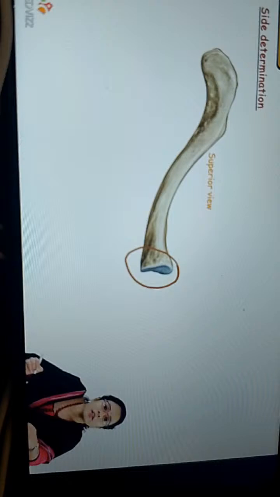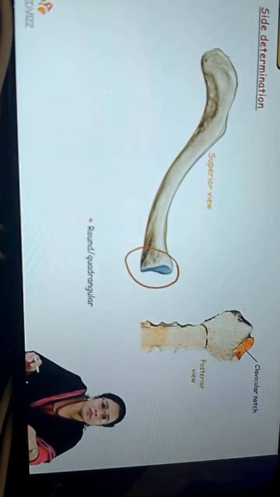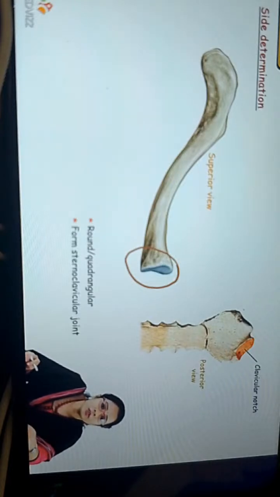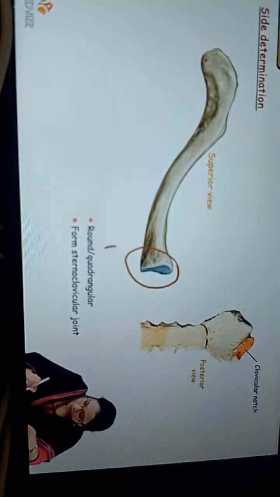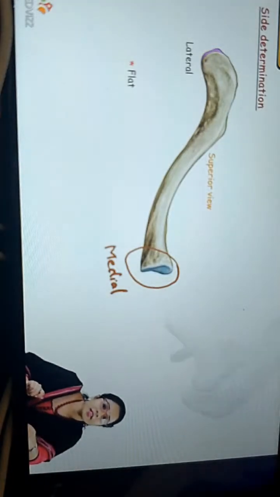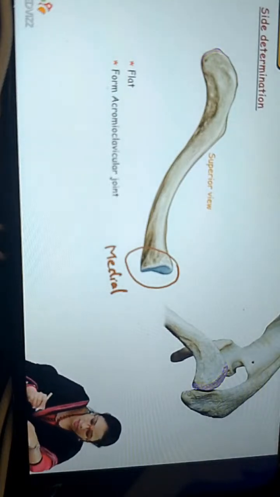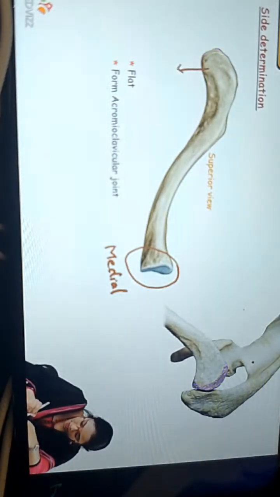So see for the medial end of the clavicle. So the medial end here, this is the medial end of the clavicle, which is round or quadrangular in shape. It articulates medially with the sternum to form sternoclavicular joint. So this is the medial end of clavicle. Lateral end is flat and it articulates with the acromion process to form acromioclavicular joint. So here is the lateral end.